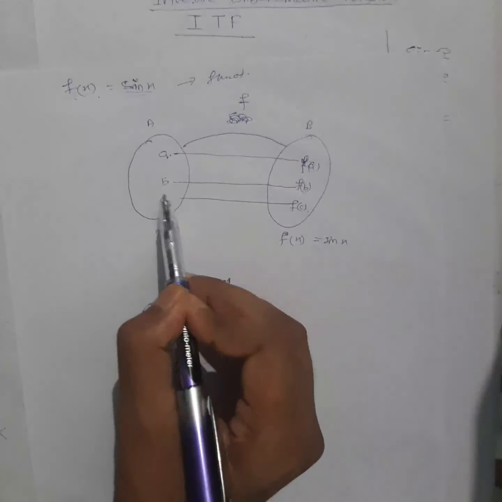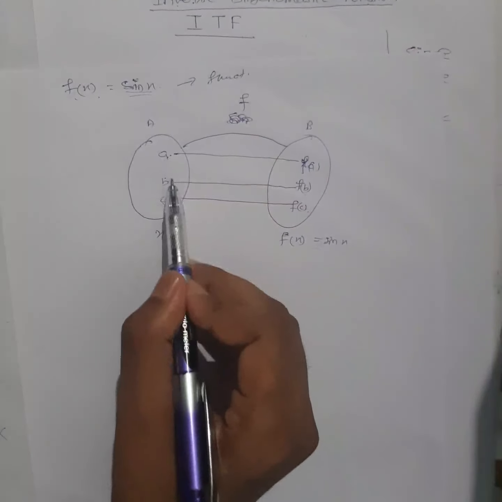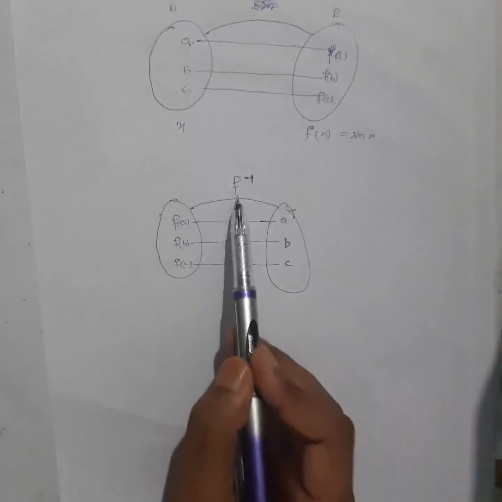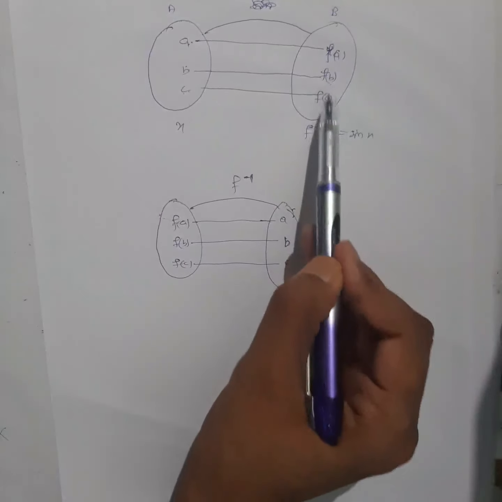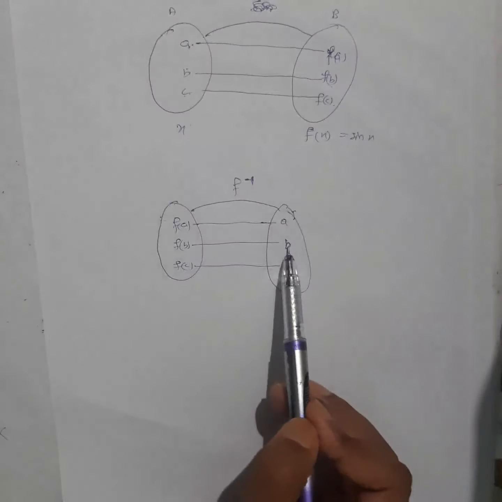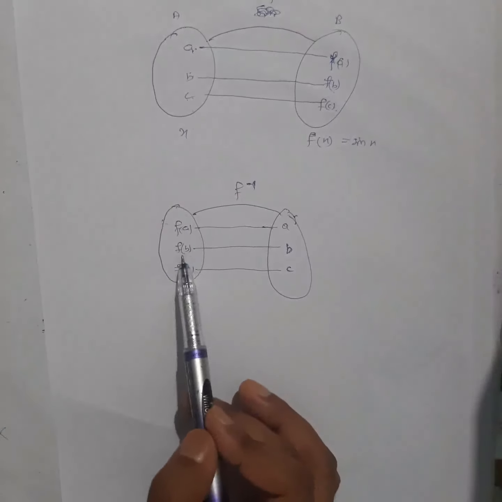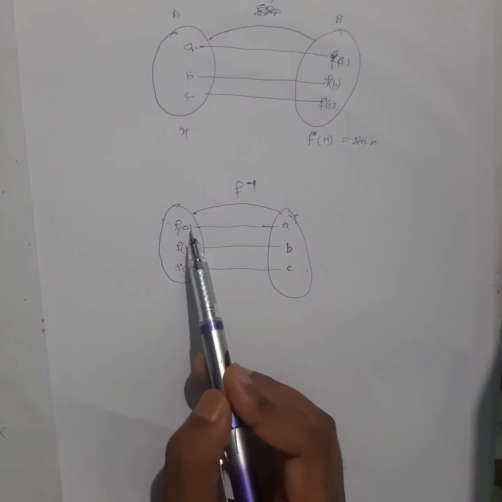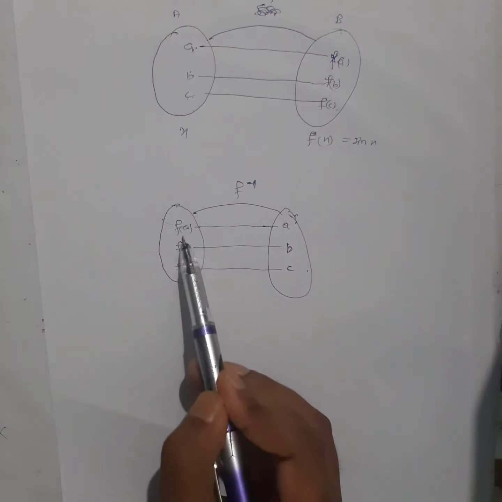Every element here must have an image, and exactly one image. Now see, for its inverse, if you want to define what condition must be satisfied, this second set will become the first set, and the first set will become the second set. Codomain will become domain, domain will become codomain. This is what I'm talking about with the inverse. So every element here also must have an image.